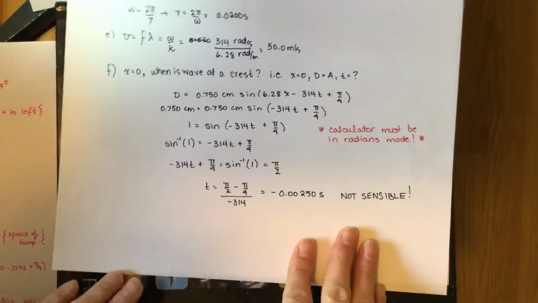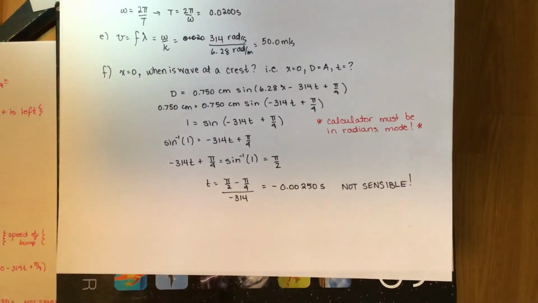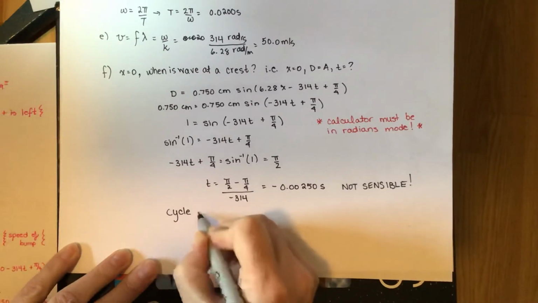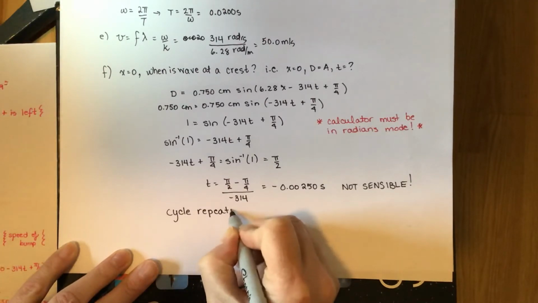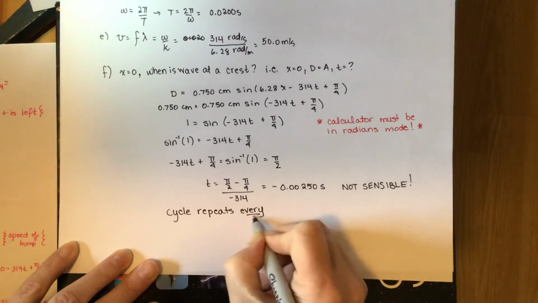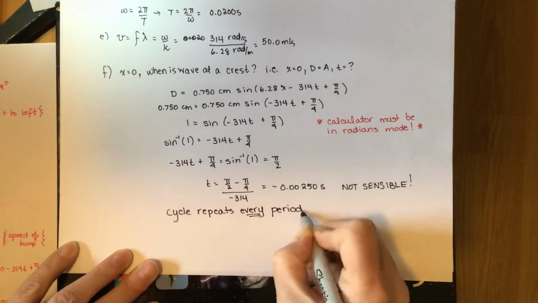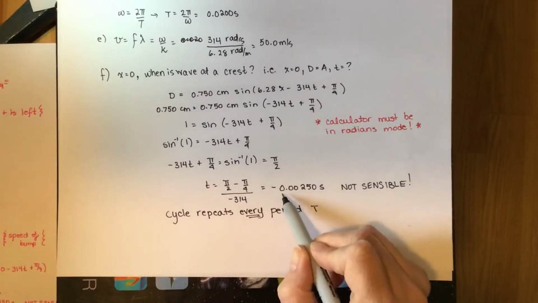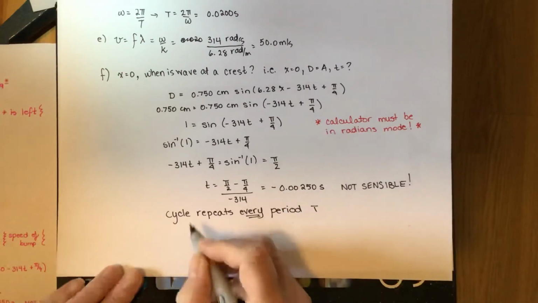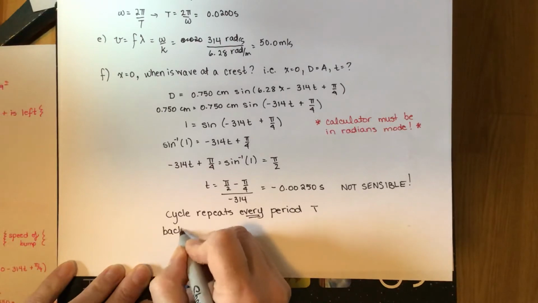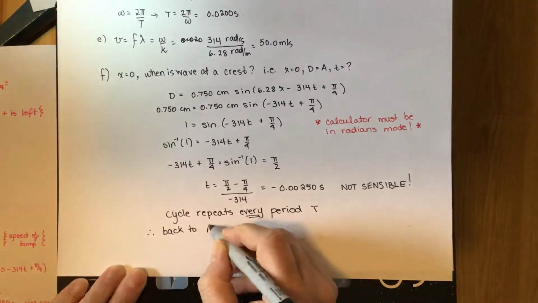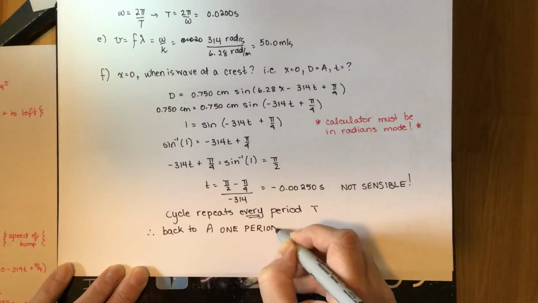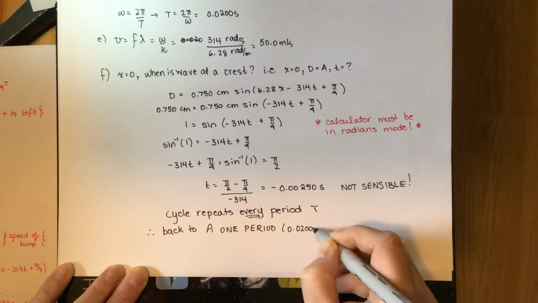The other way you could do it is you know that the cycle repeats every period t. So were we allowed to go to negative time, it would be at a crest, at an amplitude, at minus 0.0025. So it would be back to an amplitude one period later. And our period was 0.02 seconds.